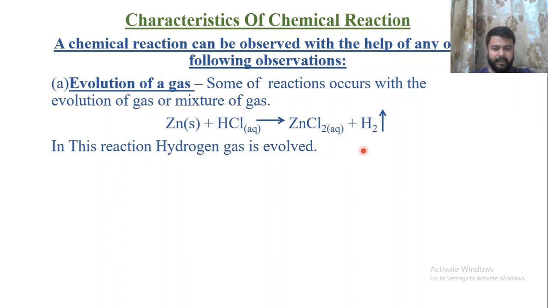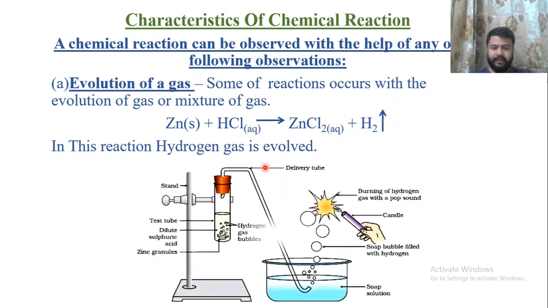Now in this chemical equation, you can clearly see an upward arrow. It means this H2 is a gas. This is an aqueous solution; zinc is converting into its aqueous solution. Zinc is solid. HCl is aqueous. Aqueous means that it is mixed with water. So in this chemical reaction, hydrogen gas is evolved.